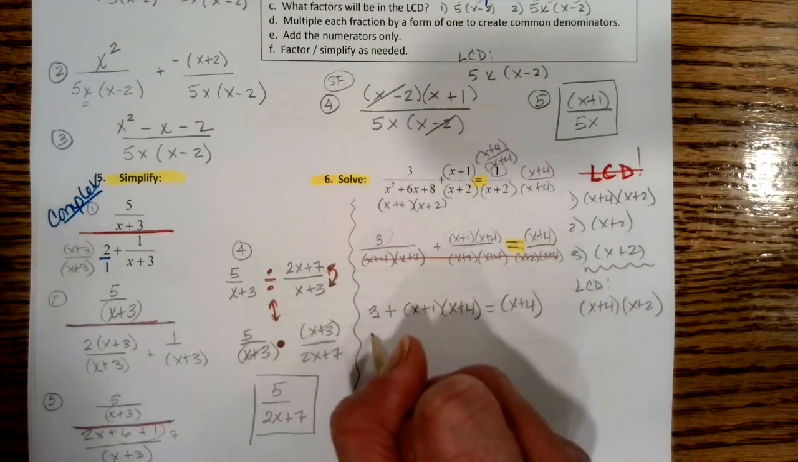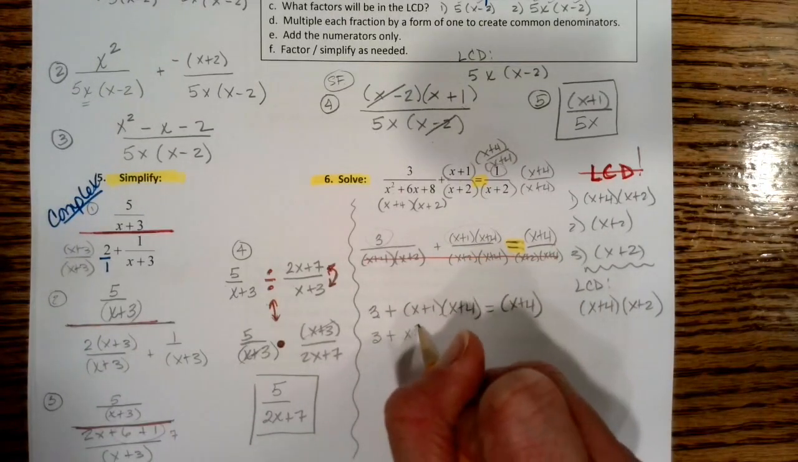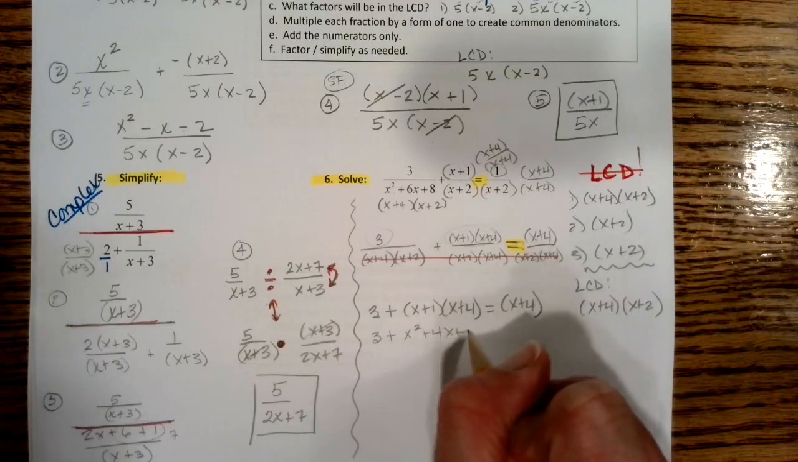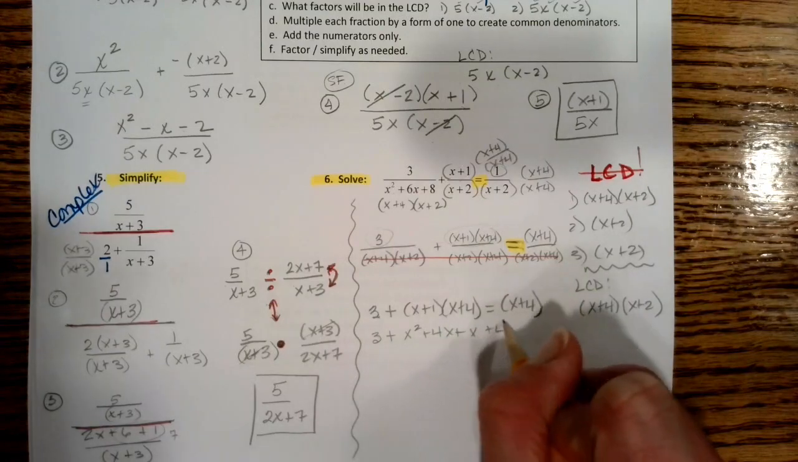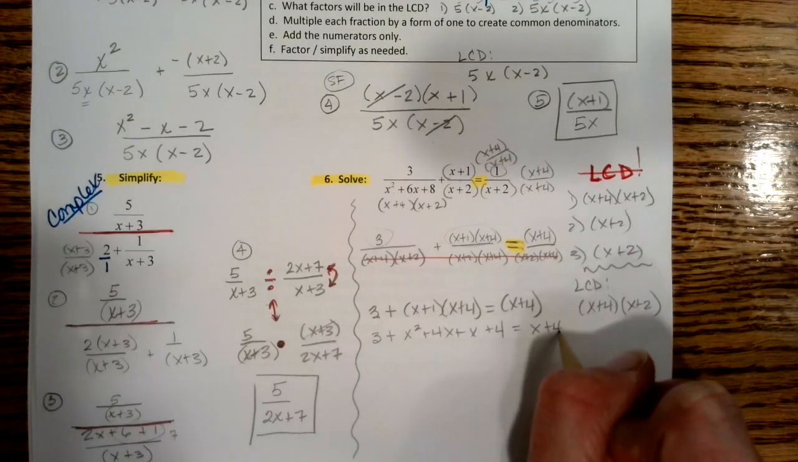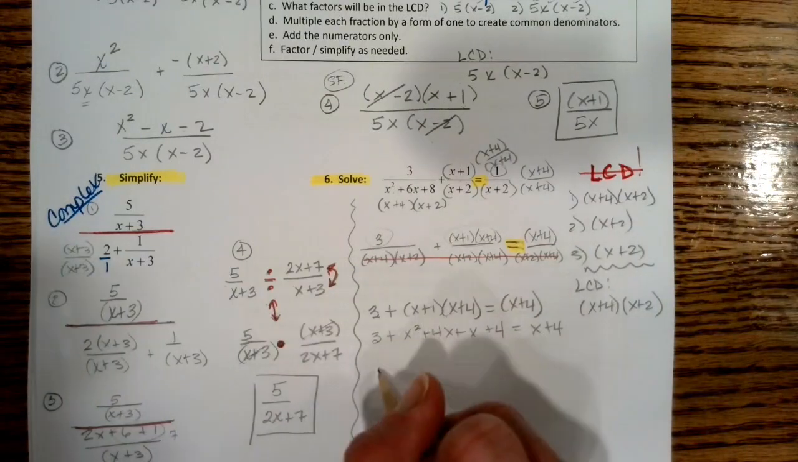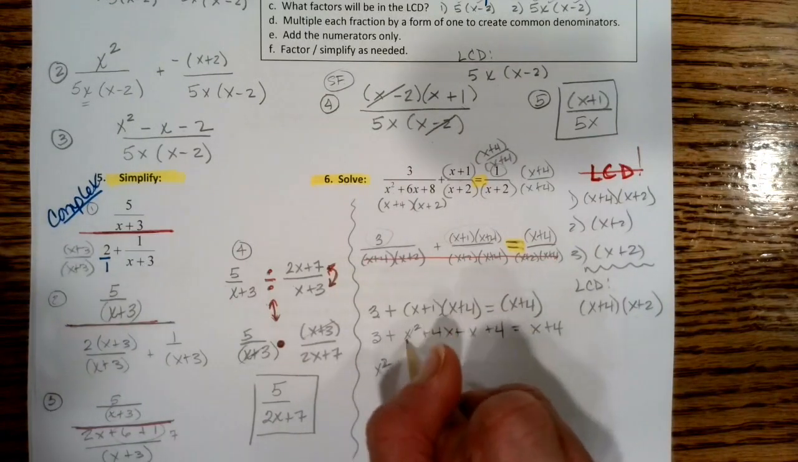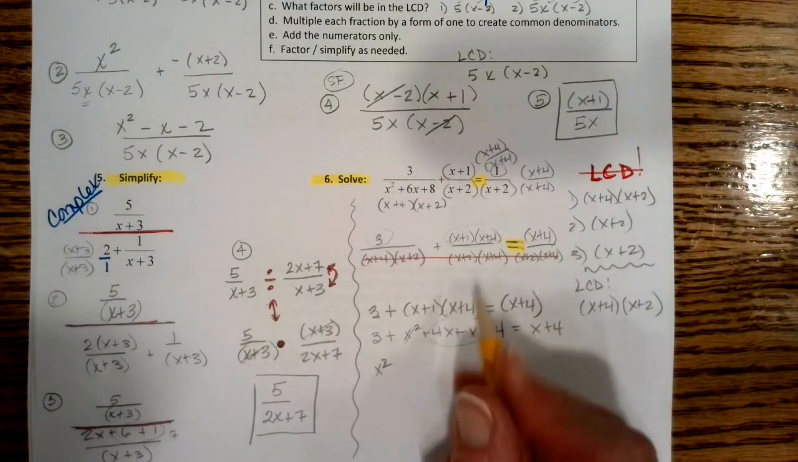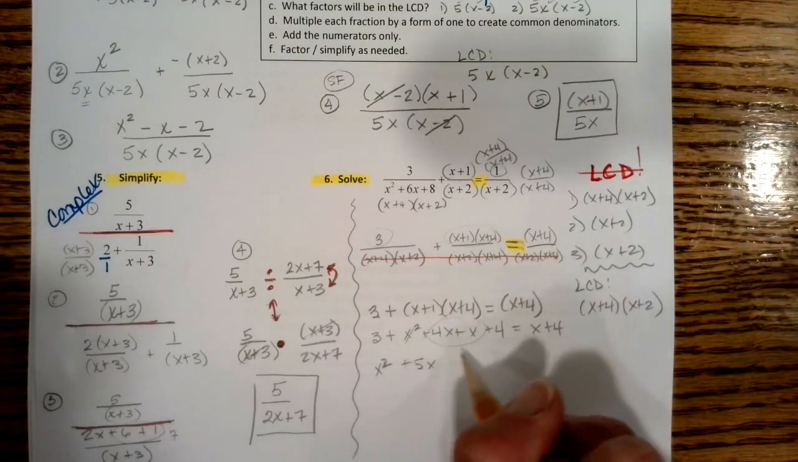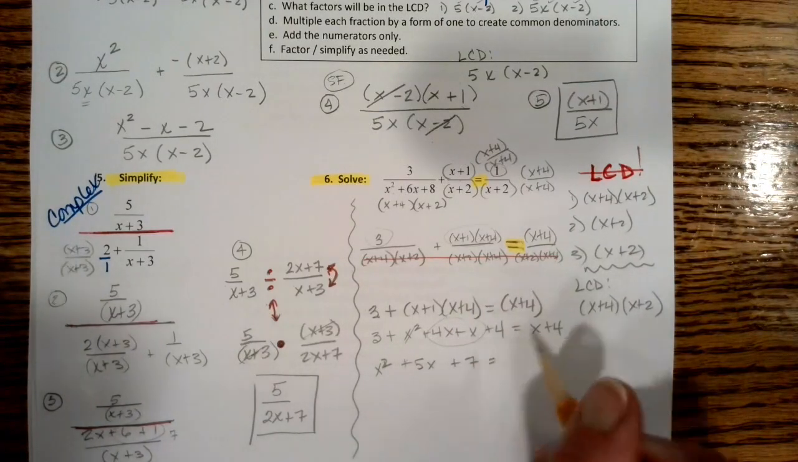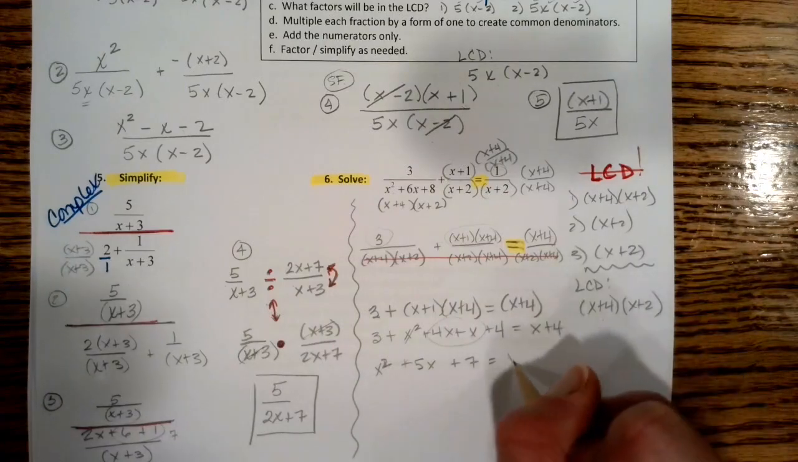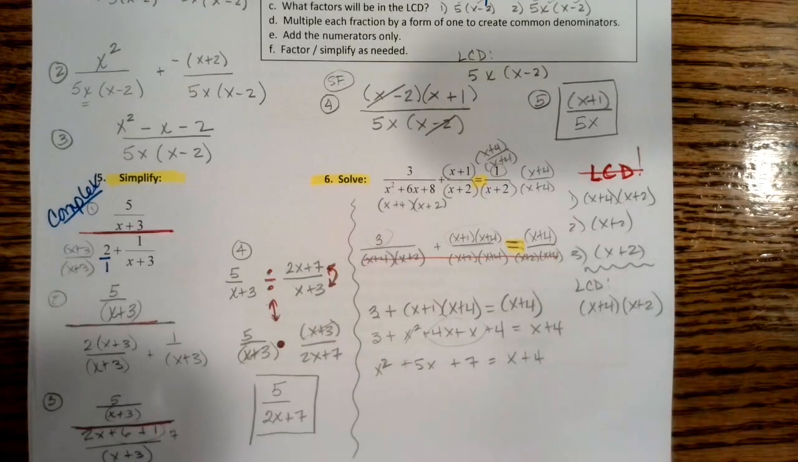So we need to FOIL this. 3 plus x squared plus 4x plus x plus 4 is equal to x plus 4. We'll go ahead and put this in standard form. Here's my x squared. This looks like 5x plus 7 is equal to x plus 4.